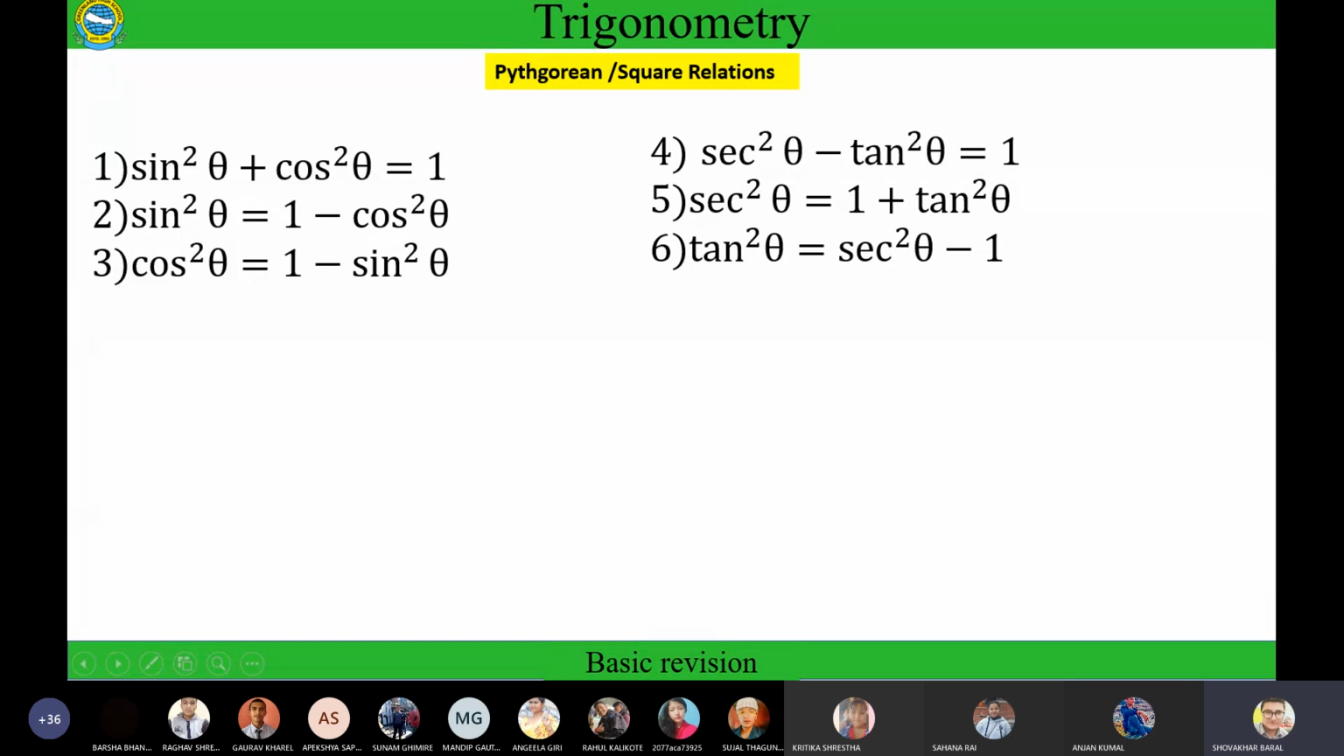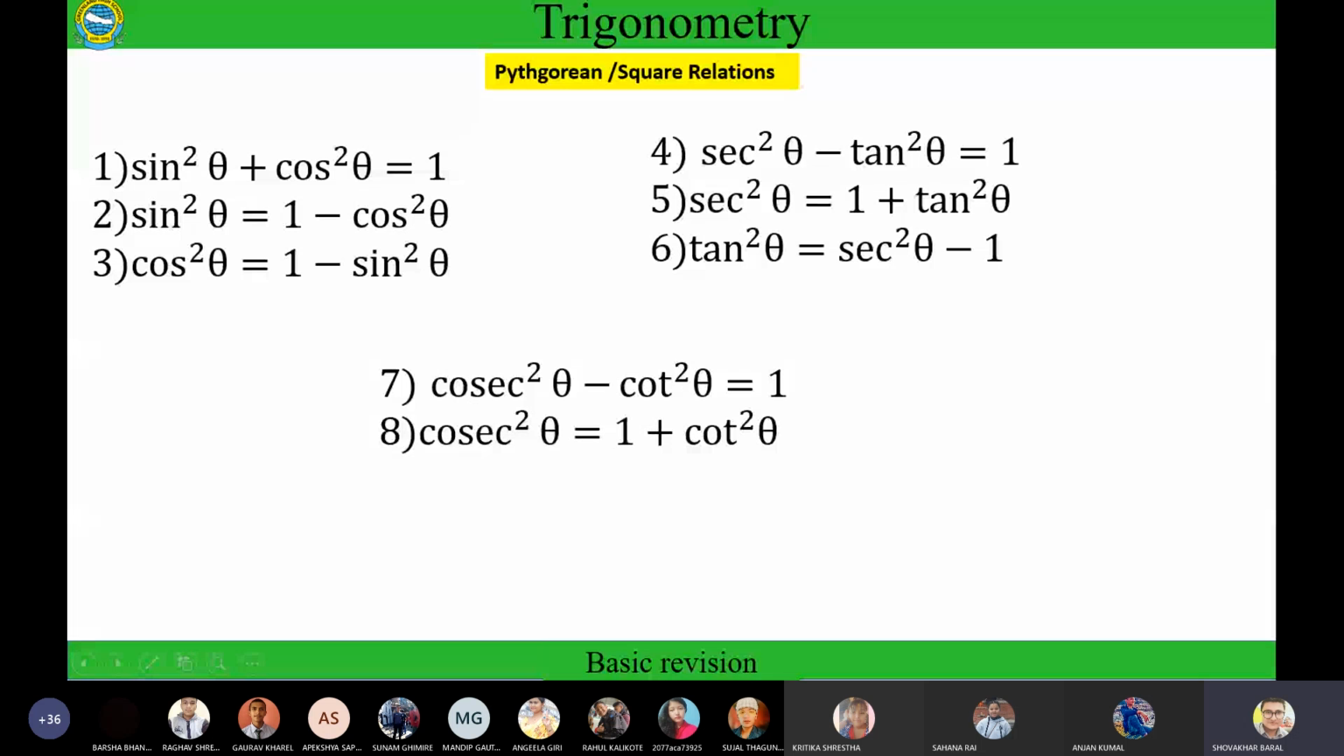You have to act in that way also. So tan square theta is equal to sec square theta minus 1. Cosec square theta minus cot square theta is equal to 1. Cosec square theta is equal to 1 plus cot square theta, and cot square theta is equal to cosec square theta minus 1.